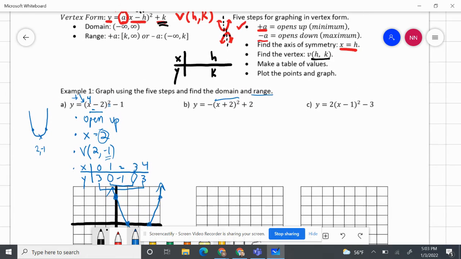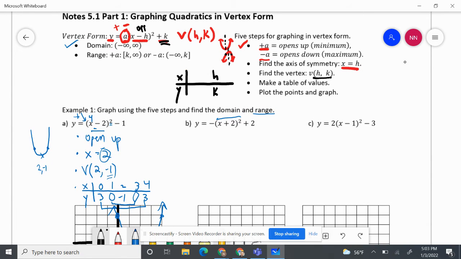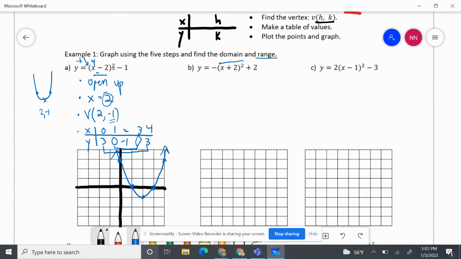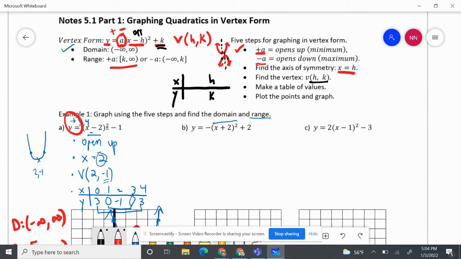Now, the domain and range, well, first, the domain is really easy. It's negative infinity to infinity. It's always that. And the reason why is because if we look at it, it goes to the left, it goes to the right, so it's all the numbers. So every domain is going to be negative infinity to infinity for the quadratic. Now, our range is a little bit tricky. Notice that our minimum value is negative 1, and it goes up. So that would be negative 1 to infinity. Now, that's when our a value is positive. Notice that when our a value is positive, whatever the k value is, it goes to infinity.